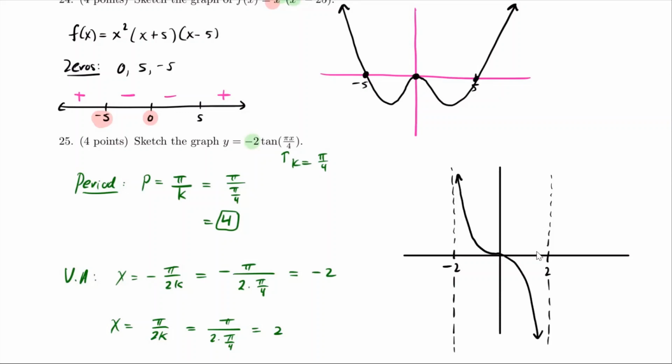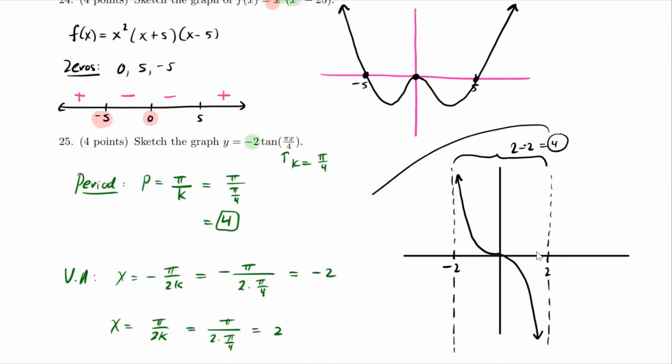So there you have it. This is one period of this graph. You can extend it left and right and draw more periods. So as you can see, the period is this length right here. This will be 2 minus negative 2. That's 4. And that's what we got right here. All right, so this is it.